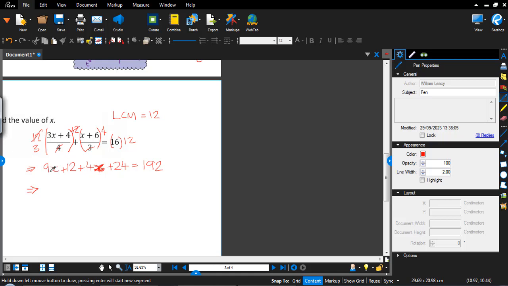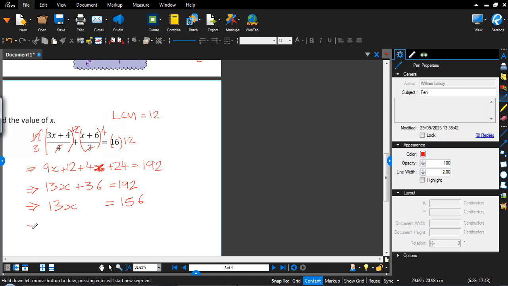Let's collect like terms. 9x plus 4x is 13x. 12 plus 24 is 36. So 13x plus 36 equals 192. So what number plus 36 is 192? Well, it's 156. Good. I didn't want to write it down, so I just made it up in my head, but it looks like it's working out. 192 minus 36 is 156.